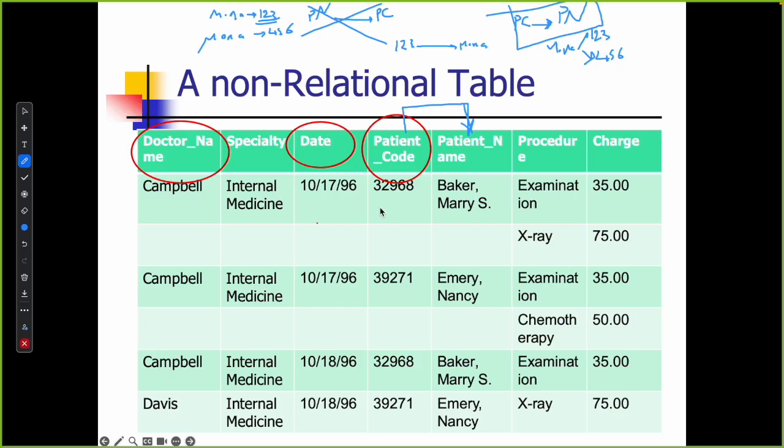A specialty depends on doctor name. Exactly. This is another partial dependency. So doctor name can uniquely identify a specialty.